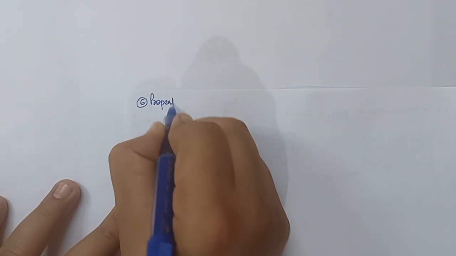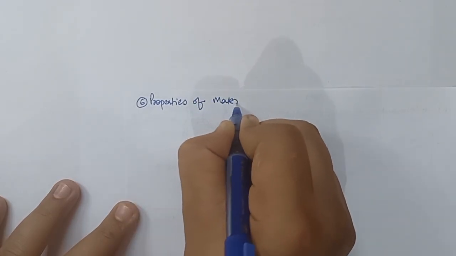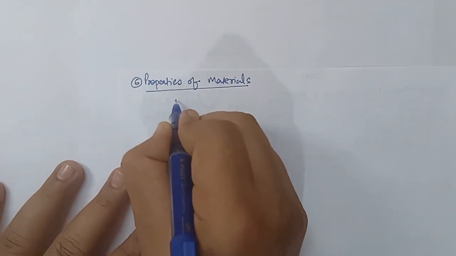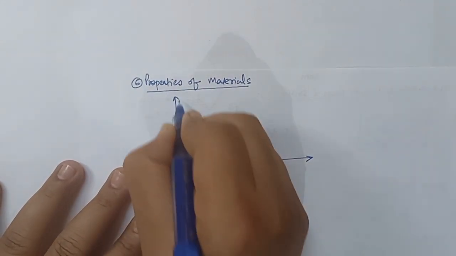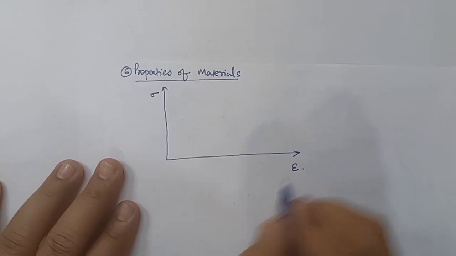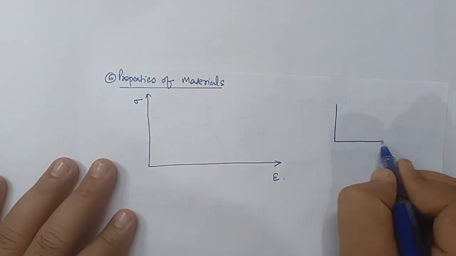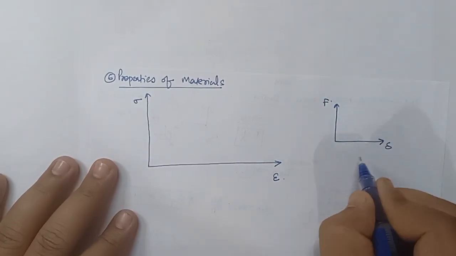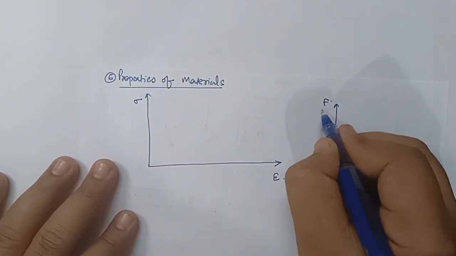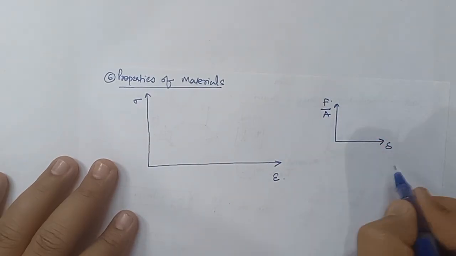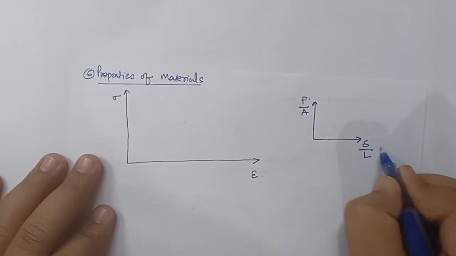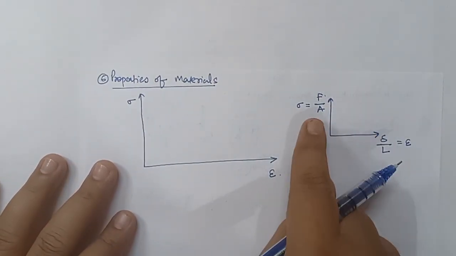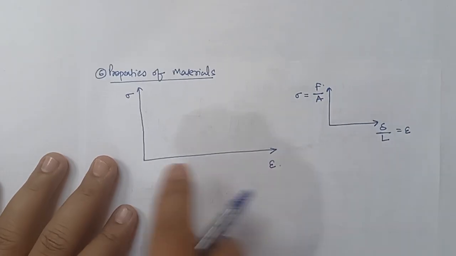Now we are moving forward and we will discuss the properties of the material. After the fifth, we have the sixth point: properties of material. Under properties of material, we have the stress strain graph. Basically, the stress strain graph comes from the force deflection graph, and if I divide it by area and this by original length, then this will be strain and this will be stress. So by dividing by area on the y-axis and length on the x-axis, you will get the stress strain graph, right?